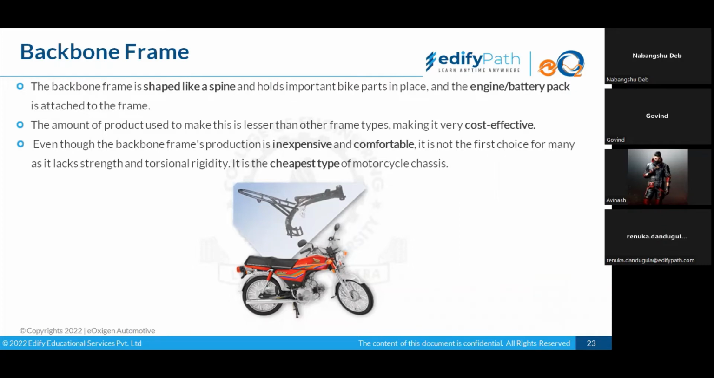Even though the backbone frame's production is inexpensive and comfortable, it is not the first choice for many, as it lacks strength and torsion rigidity. It is the cheapest type of motorcycle chassis. It could give you strength to a certain extent, but mostly it is not preferable in modern bikes. Only a few OEMs manufacturing cheap bikes use it, just to reduce the cost of the bike.